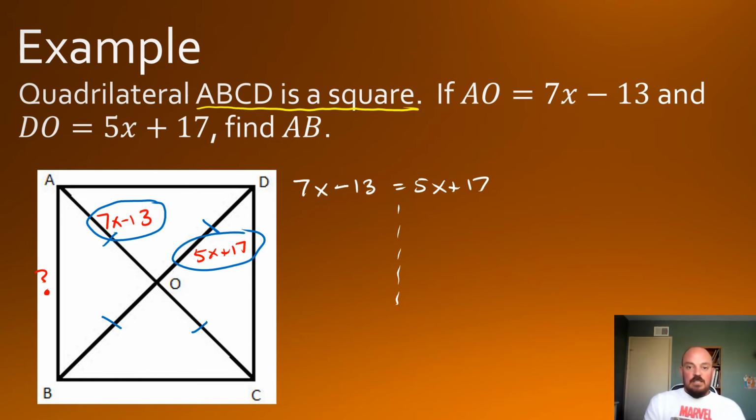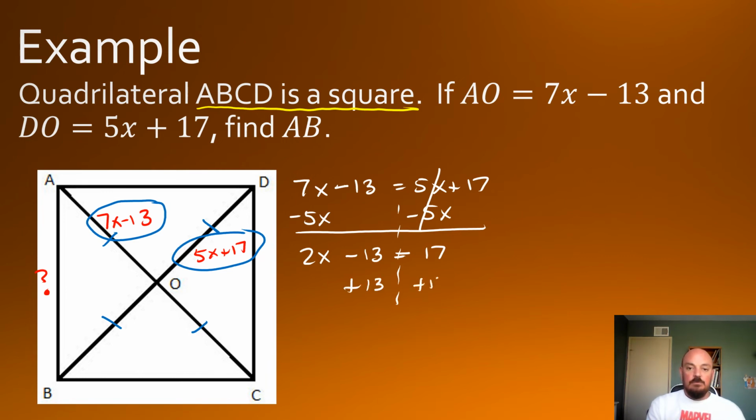Okay, let's get rid of the 5x first. I'm going to subtract 5x from both sides. Cancel that one out. 7 minus 5 is 2x. We leave the minus 13, and it equals 17.